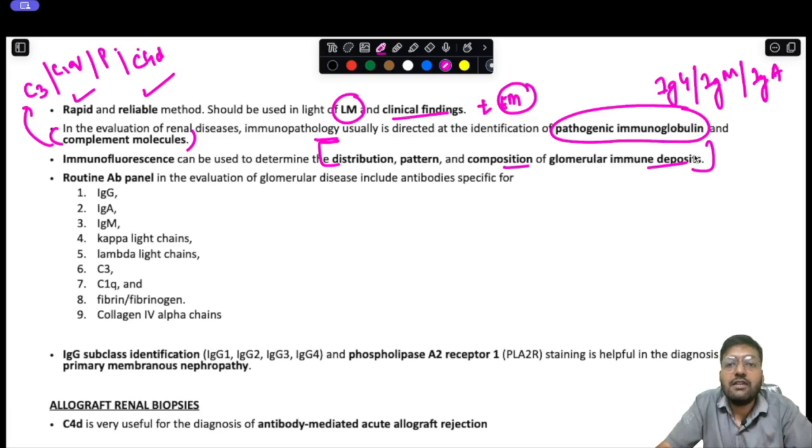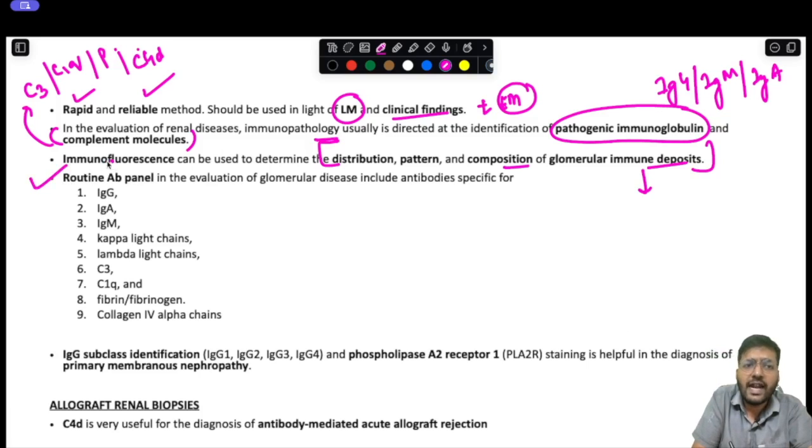Okay, so you have to see what is the location of these immune deposits. Immune deposits means either only antibody deposition is there, or an antigen-antibody complex is forming and depositing over there, or along with that, complements might also deposit. So the role of immunofluorescence is to determine where these immune complexes are deposited, what is the composition of this immune complex, what is the pattern of involvement, and what is the distribution of involvement.